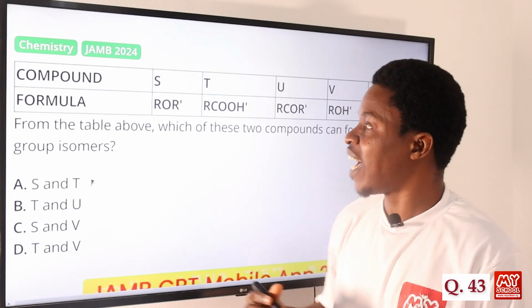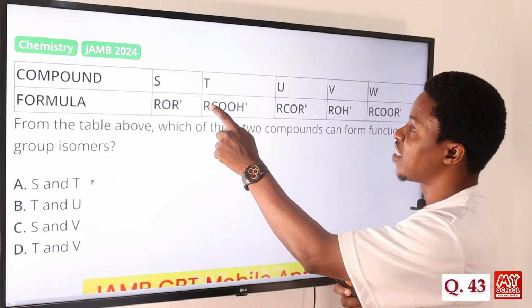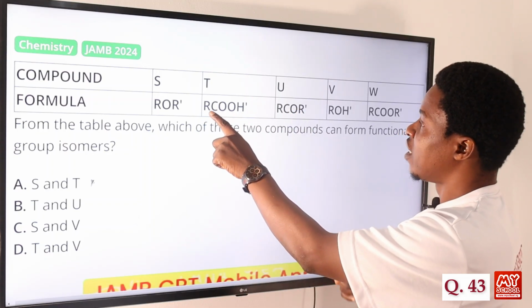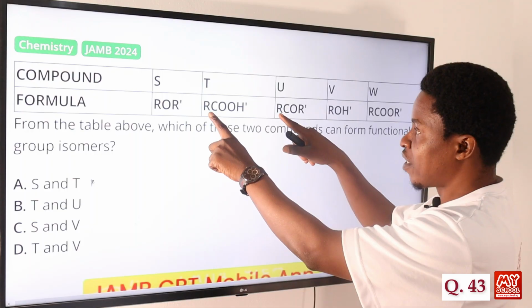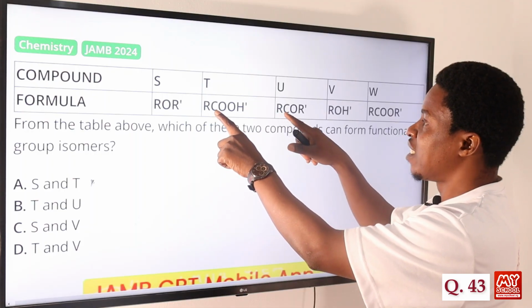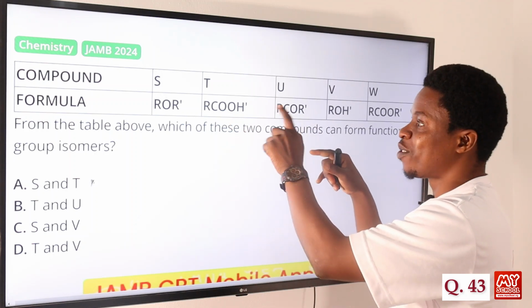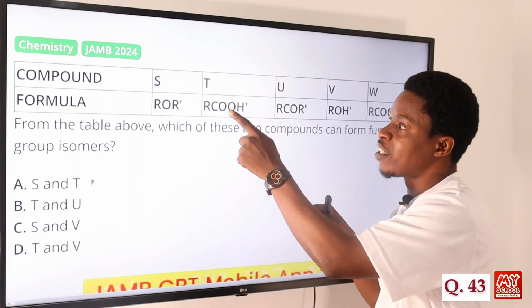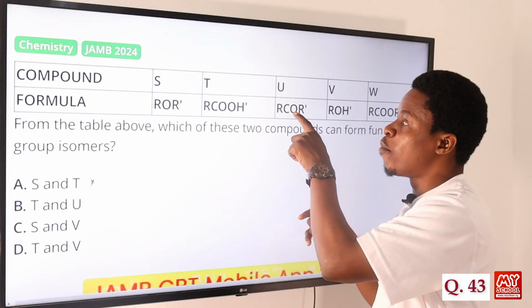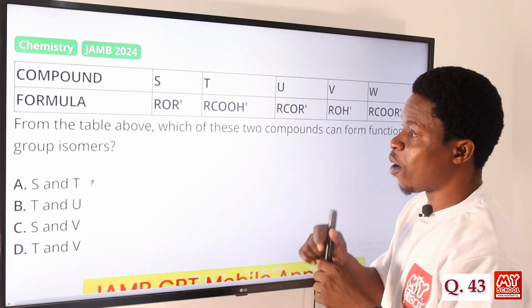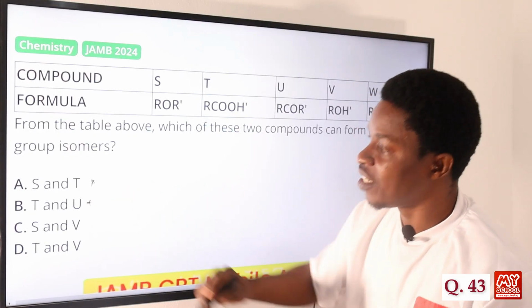Option B says T and U. T and U is this and this, this and this. So we have the number of R will be the same. Okay. The number of C will be the same. But because we have 2 oxygen here, we have 1 here. So they cannot be isomers because the number of oxygen definitely will be more than the number of oxygen in this place. So they are not isomers, functional group. So option B is eliminated also.